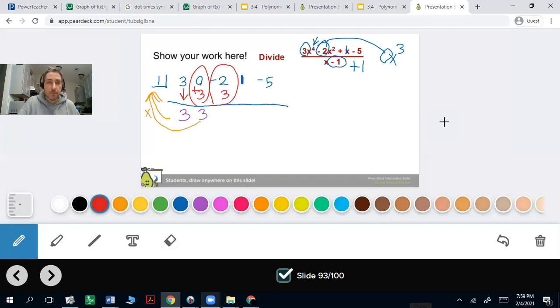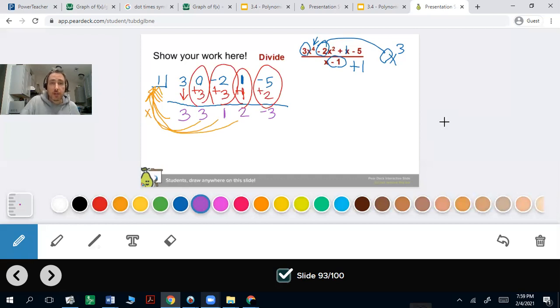Combine these two together. Those add: -2 and 3 give you 1. So we have 1. Again, do another multiplication. 1 times 1, that's going to be 1. Combine those two together. 1 and 1 is 2. Multiply. 2 times 1 is 2. We're almost done. And then combine your last two numbers, -5 and +2. That gives you -3. So that's a lot of numbers.